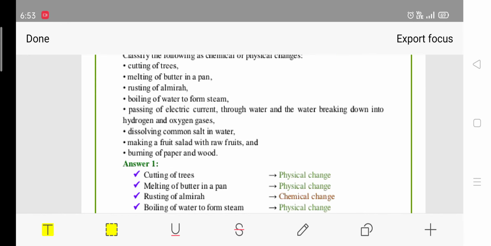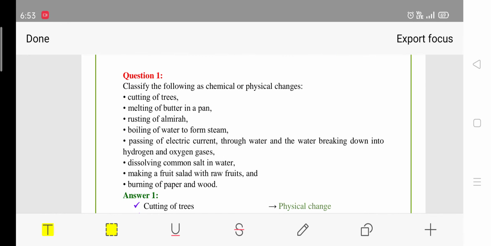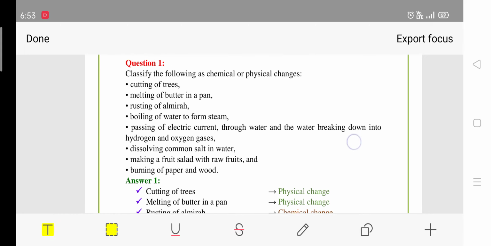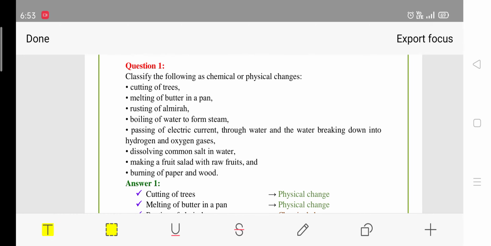Now come to the next question. Classify the following as chemical or physical change. You have to tell whether this is a chemical or physical change. Chemical change is the kind of change in which new substances are formed, and in physical change only the physical state of the substance changes. The chemical nature remains the same.